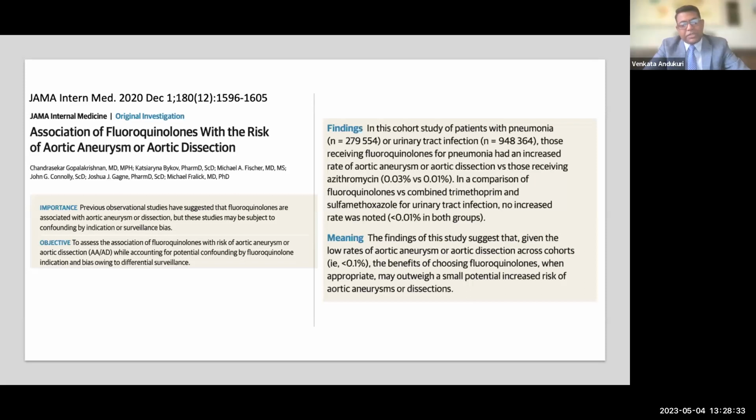But if you look at the numbers closely, it's not much of a difference. It's 0.03% versus 0.01%. In the comparison of fluoroquinolones versus trimethoprim-sulfamethoxazole for UTI, there was no increased risk noted. The findings of this study suggest that, given the low rates of aortic aneurysm and aortic dissection across cohorts, the benefits of choosing fluoroquinolones when appropriate may outweigh the small potential increased risk of aortic aneurysm or dissection.